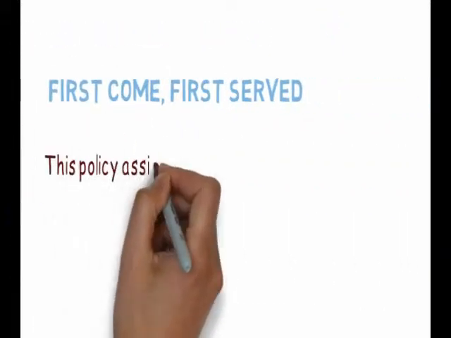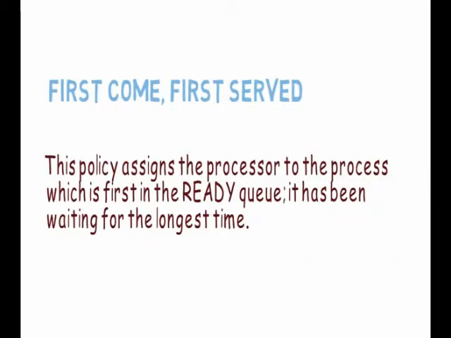Actually, we have 4 approaches to CPU scheduling, but for now we'll just talk about first come first served and round robin. So first come first served, also known as first in first out. This policy assigns the processor to the process which is first in the ready queue. It has been waiting for the longest time. This is used with non-preemptive operating systems.